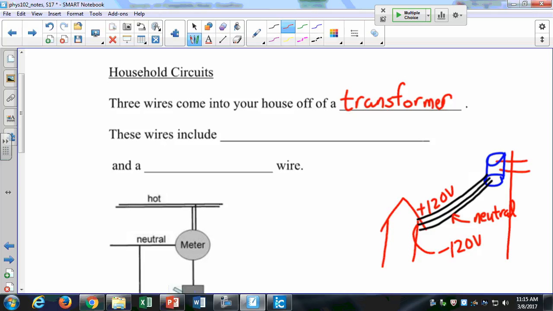And 240 volts will connect this wire and this wire, because the potential difference between 120 and negative 120 is 240. So what type of devices in your home operate at that? Your oven, if you have an electric oven, your dryer, not your washer. Your washer usually operates at 120. It's just a simple motor. And then if you have electric heat, that operates at 220. You know how the plugs are different?